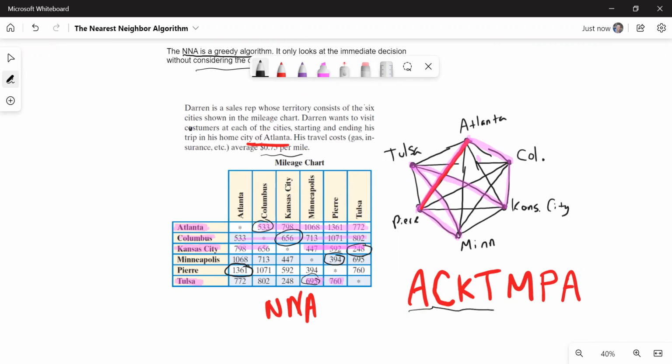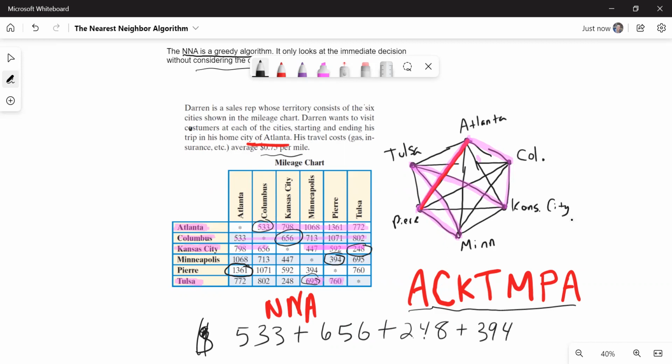So Darren's total cost could be found by looking at all of the miles that he went from Atlanta and so on, right? Around. So 533, let me scribble that out. That's a dollar sign. 533 plus 656 plus 248 plus 394. I'm just going line by line on the chart. 1361 plus 695. That would be his total mileage. And we could figure out the cost of that by taking this mileage and multiplying it by 75 cents per mile.